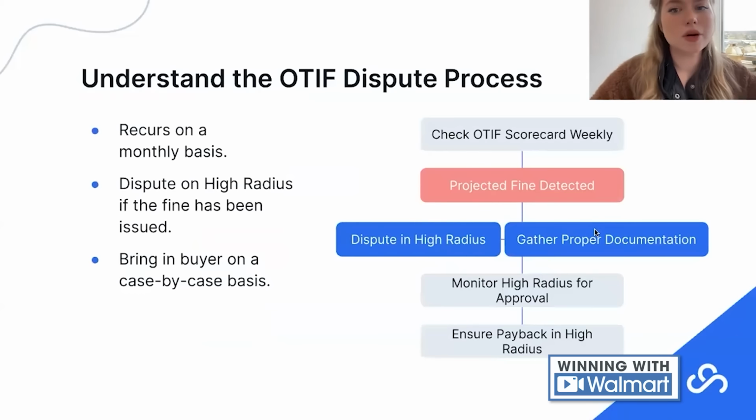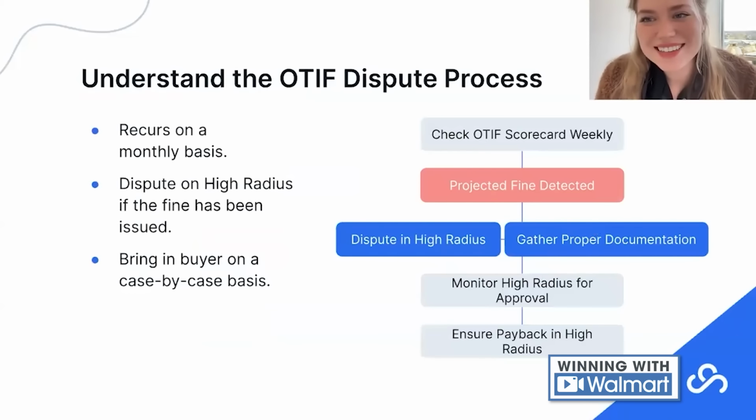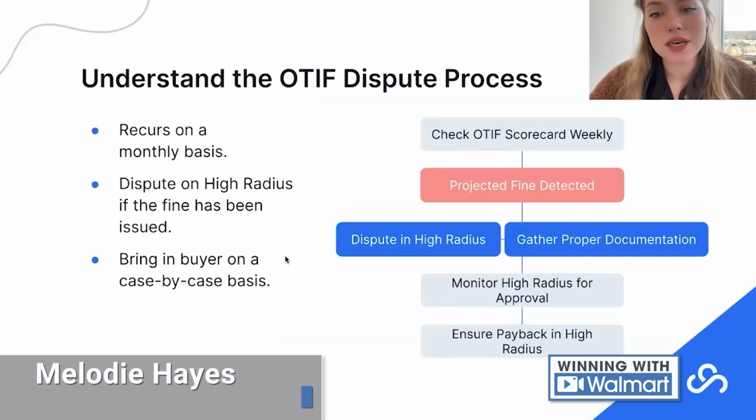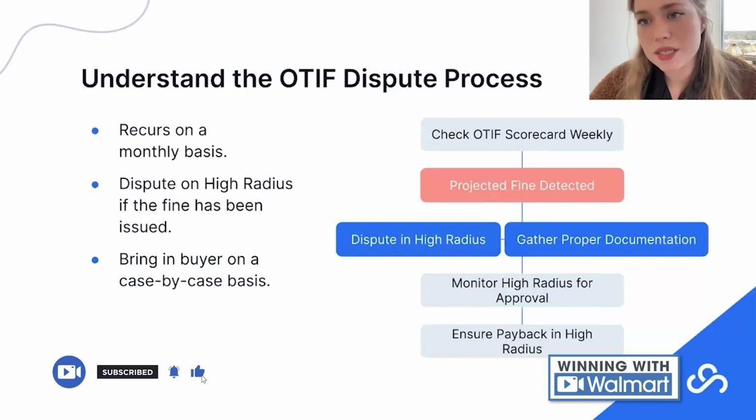Okay, now let's talk about OTIF. OTIF is a little bit different because Walmart doesn't always make it the easiest for you to get your money back. But the OTIF dispute process is going to reoccur on a monthly basis. You can actually dispute that in HighRadius if the fine has been issued. And you can actually get OTIF fines reversed with your buyer. But we suggest using that very sparingly. You will only really want to do that if it's a very, very high amount that's going to have a drastic impact on your business.